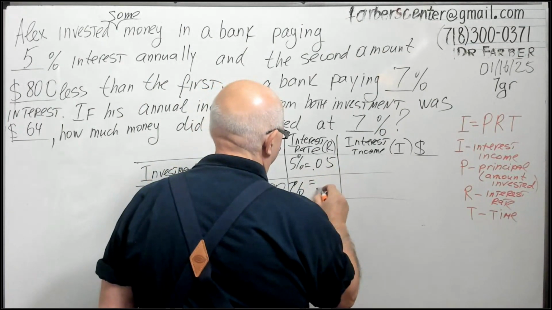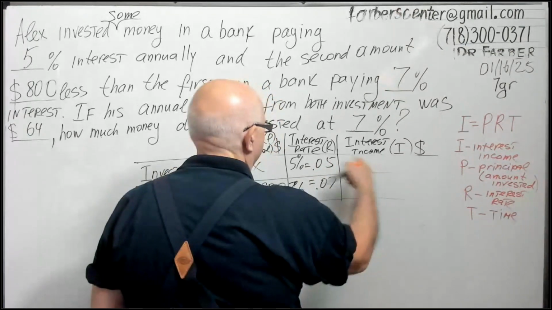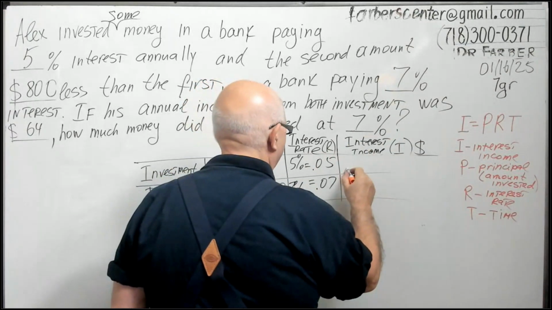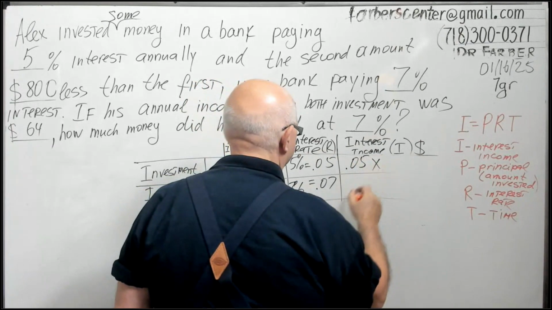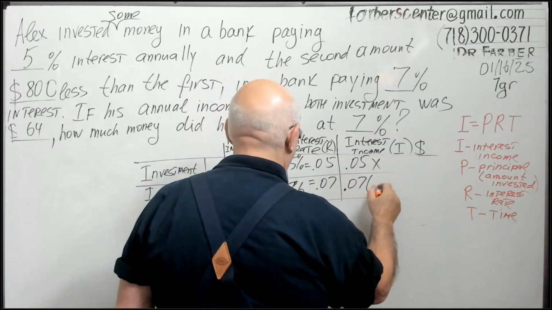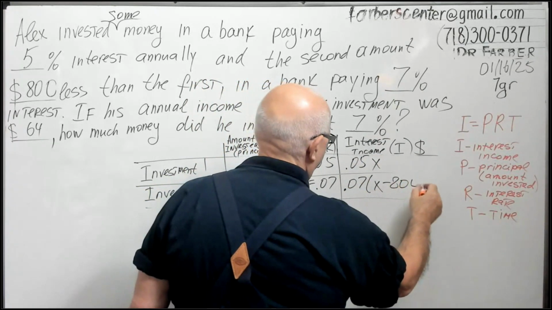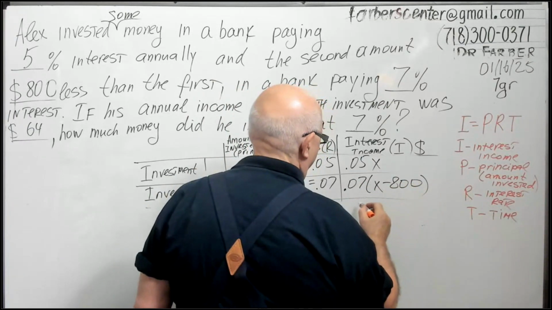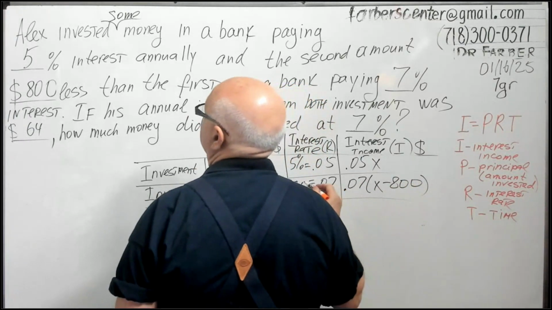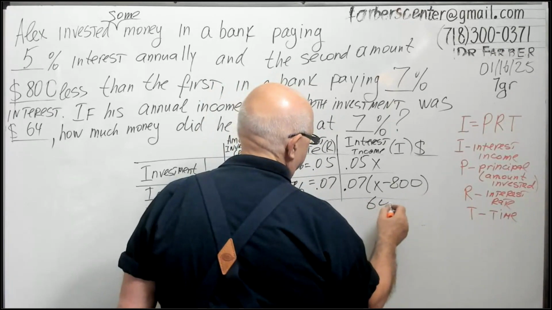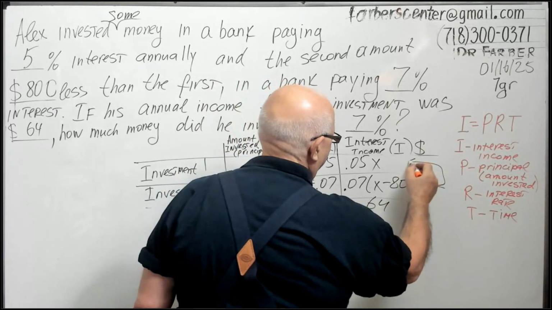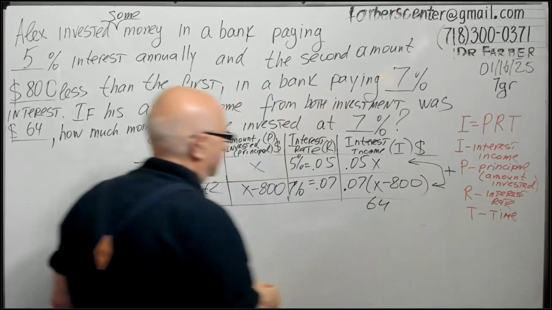0.05, 0.07. This is the product of this formula: 0.05x, 0.07 times x minus 800. A few seconds. If you add them up, the total is, what is it, 64. And definitely develop the skill of solving this.